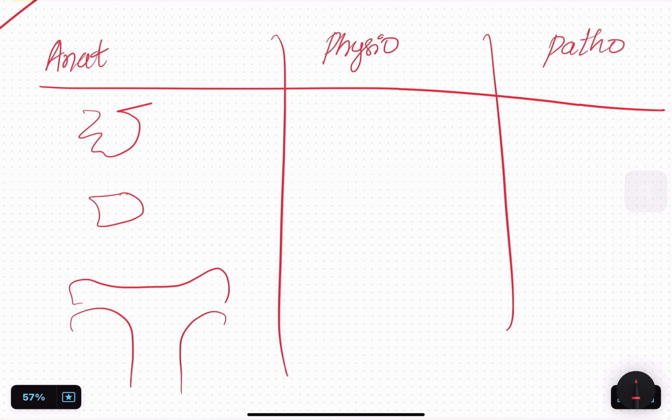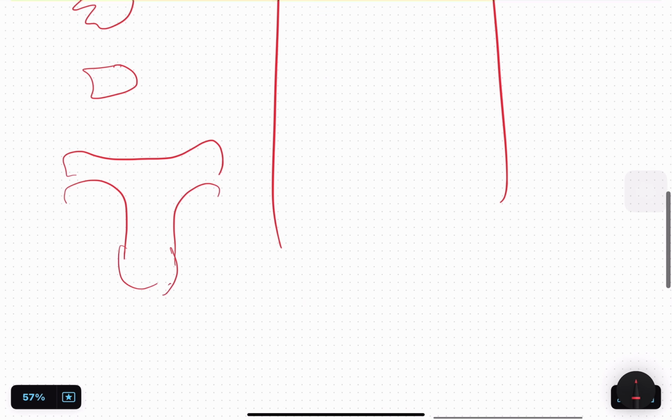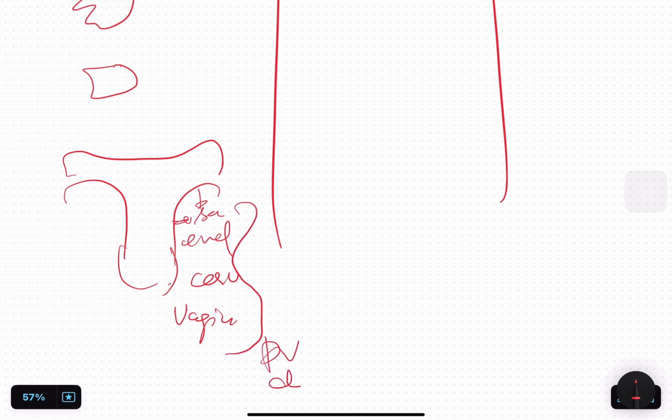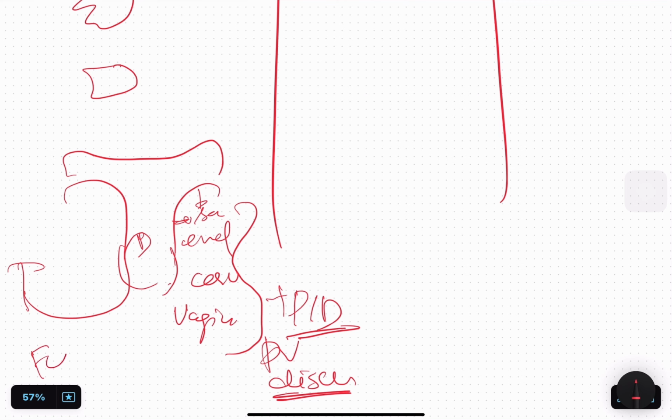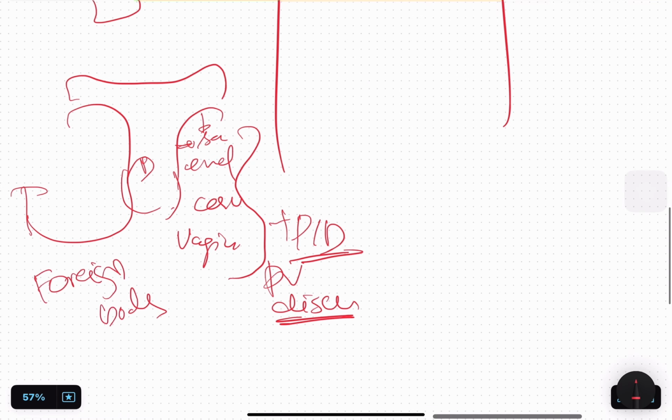So, discharge. I would like to think locally first. If you have vaginosis, cervicitis, endometritis, salpingitis, oophoritis, all will present with PV discharge. Many will present, or it can be caused as PID. And if you insert something like a copper T, so foreign body insertion, that can also cause vaginal discharge.